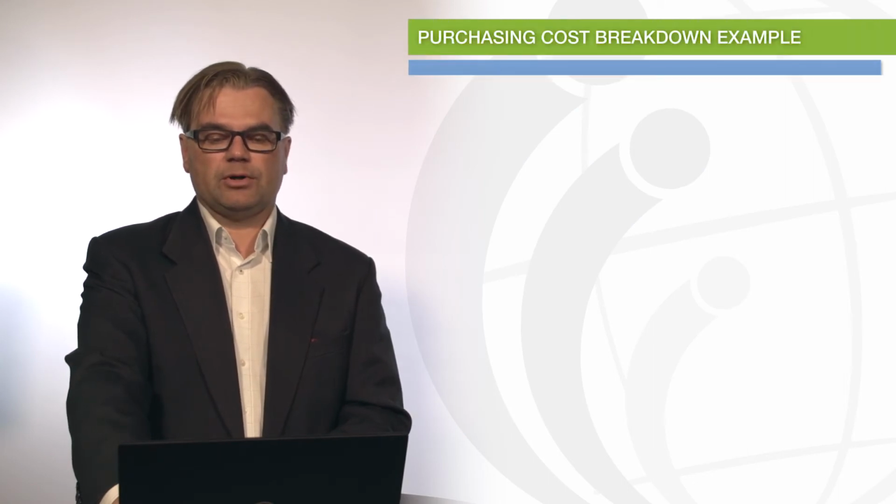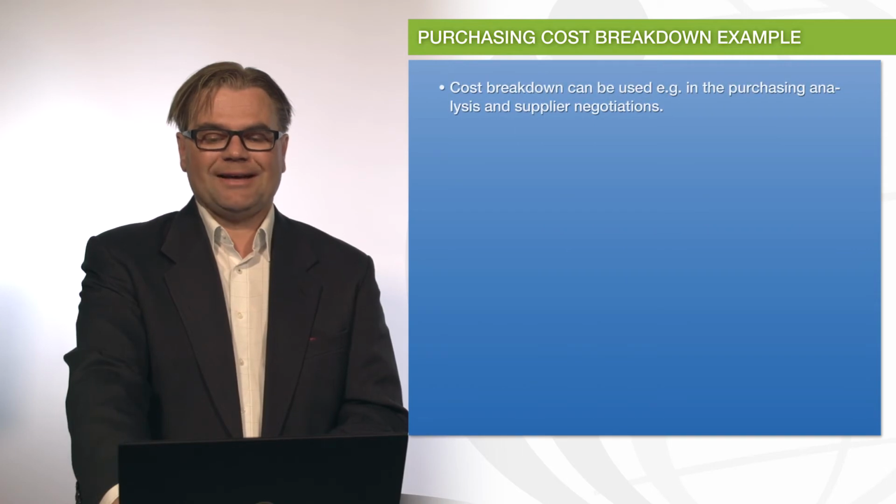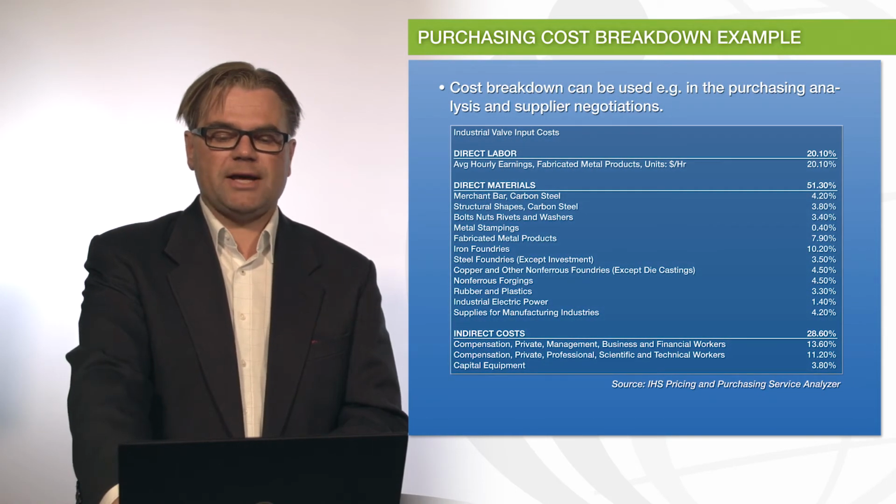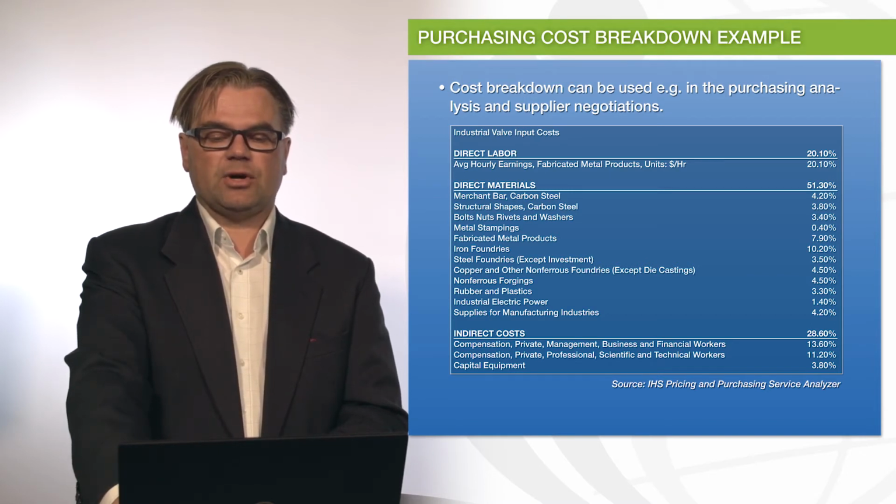To look at the full picture of the purchasing cost of the material, it might be a good idea to make a cost breakdown. Cost breakdown is the systematic process of identifying the individual elements that comprise the total cost of a good, service, or package. Cost breakdown can be used, for example, in the purchasing analysis and supply negotiations.